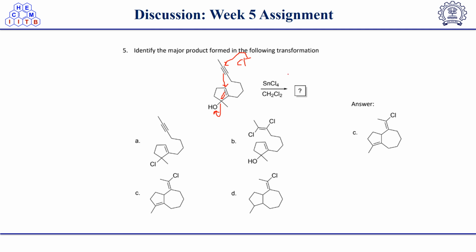So I hope it is clear. This Cl minus from SnCl4 will attack at this alkyne carbon, and this alkyne will attack this center, forming a double bond with Cl at this position, and this alkene will migrate to here, and this hydroxyl will be eliminated to give this option C as a major product.